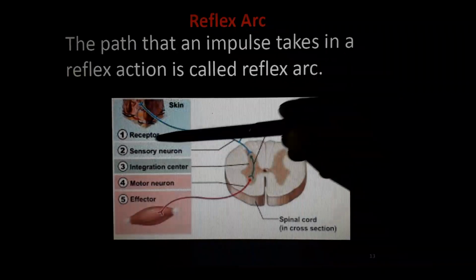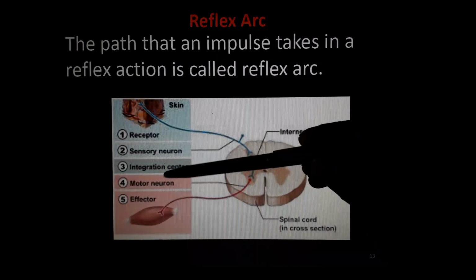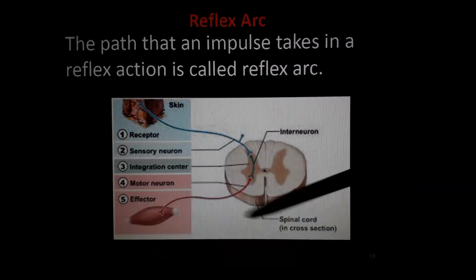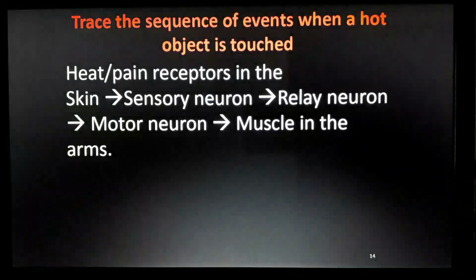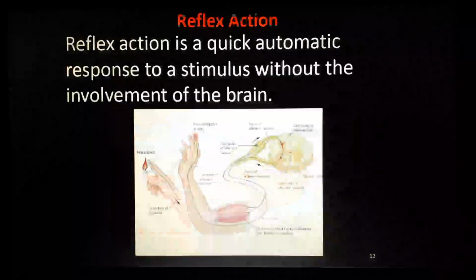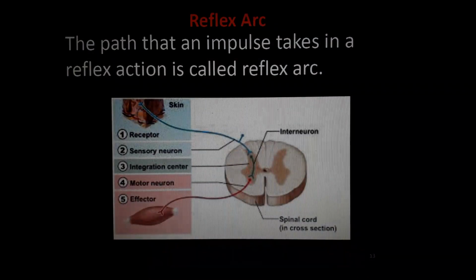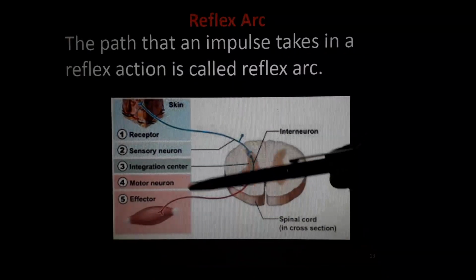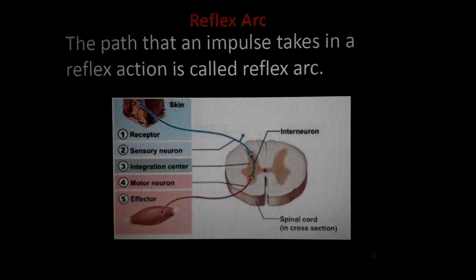Receptors means which receive signals. Effectors means which receive signals, the second signal from the brain. Okay, after the receptor gets burned, the effector works to pull back that hand. So this is the reflex arc. Reflex action is important. Reflex arc is important. The diagram is important. Sensory neuron is important. Relay neuron is important. Motor neuron is important. Receptor is important. Effector is important. Everything is a one mark question.